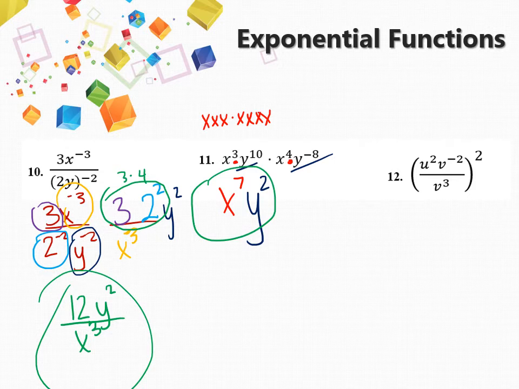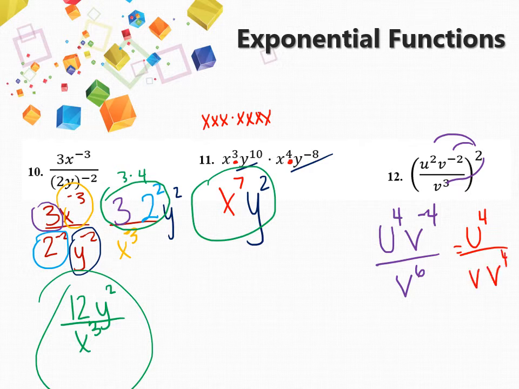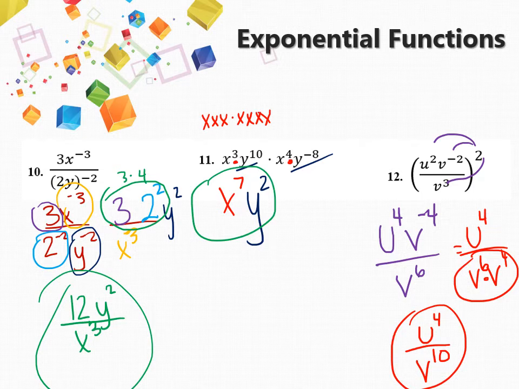Number 12. First, every piece gets a 2 because everything is in parentheses. Power to a power says we multiply, so u to the 4th, v to the negative 4th, v to the 6th. Next, I'm going to kick that negative to the other side. So that v is going to fall down to the bottom with the v to the 6th. I've got 2 v's. When we multiply like bases, we add the exponents.